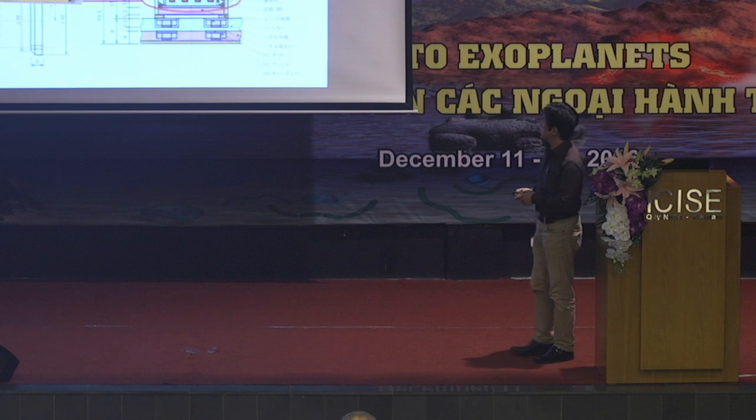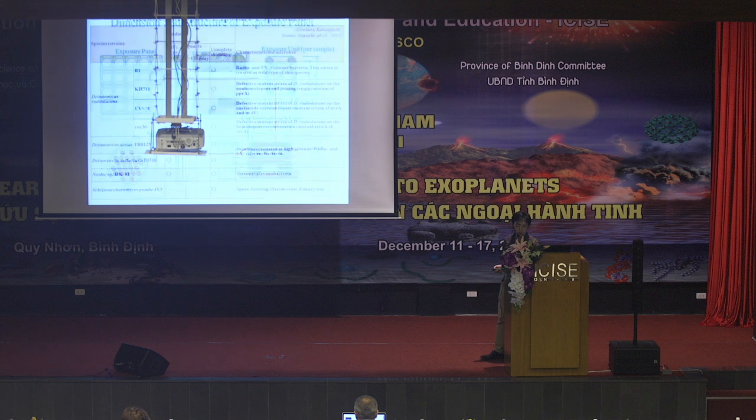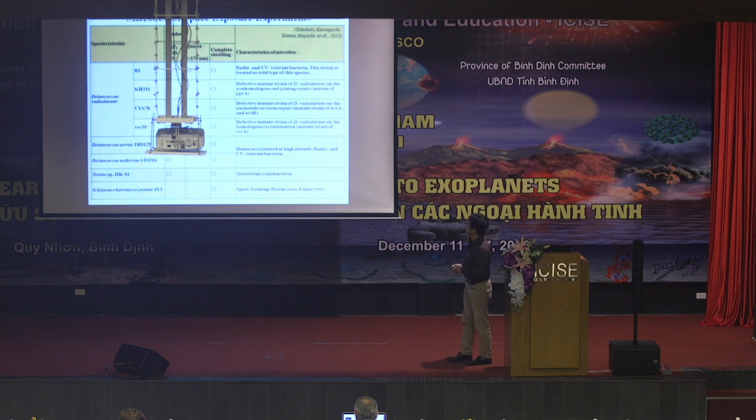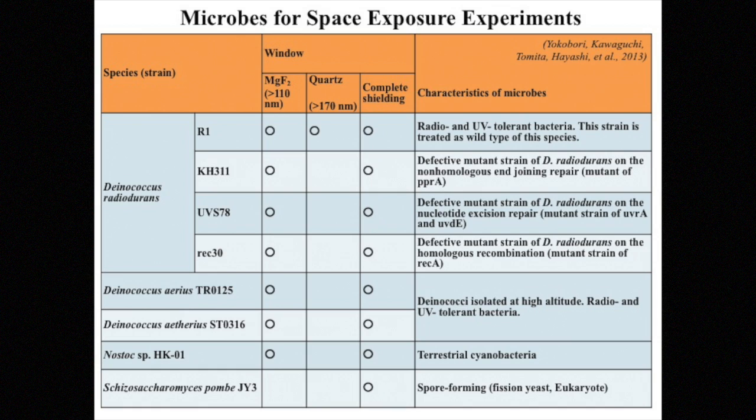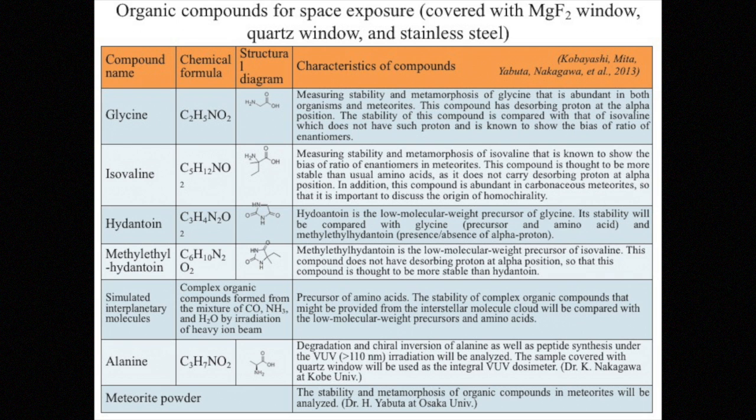And for the exposure experiment, we have small cells. It's the same fashion as the European exposure experiment on the Columbus module, but each of them has a small inlet. You can put in whichever microorganism, extremophiles, or organic compounds. These are just a short list of what we have flown, like Deinococcus radiodurans to start, and some others for the microorganisms. And then artificial organic compounds and glycine, isovaline, hydantoin, others, alanine, and also possibly powders.